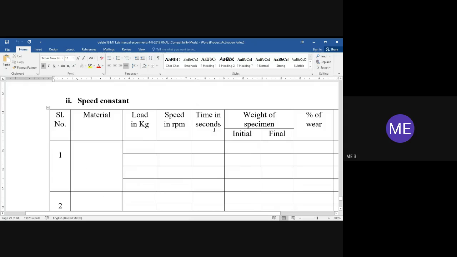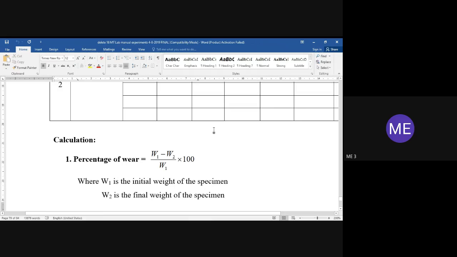Wear means the initial weight minus final weight, that is nothing but wear. The percentage of wear is the initial weight minus final weight divided by initial weight into 100. Suppose we want wear rate, then initial weight minus final weight divided by time, which you can get from the digital display, how much time you have taken for that particular wear. The formula is already here: W1 minus W2 divided by W1. W1 is the initial weight of the specimen.